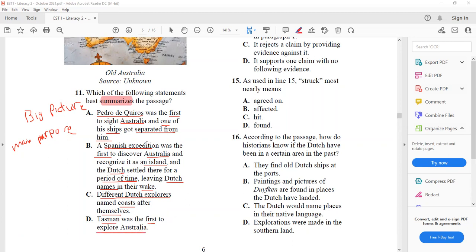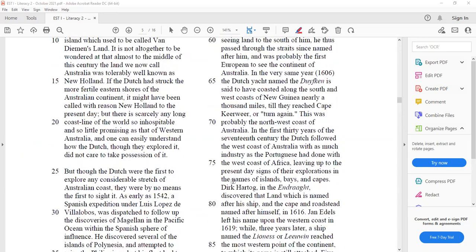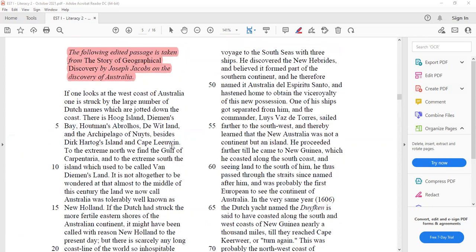So after highlighting the keywords, you're going to go to the first and the last paragraph. Okay, mister, let's go now to the first and the last. Read it carefully. The first paragraph said what?